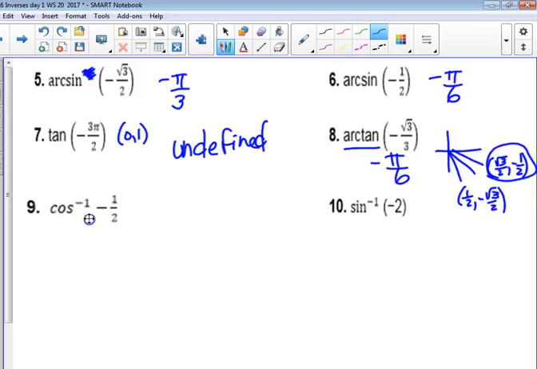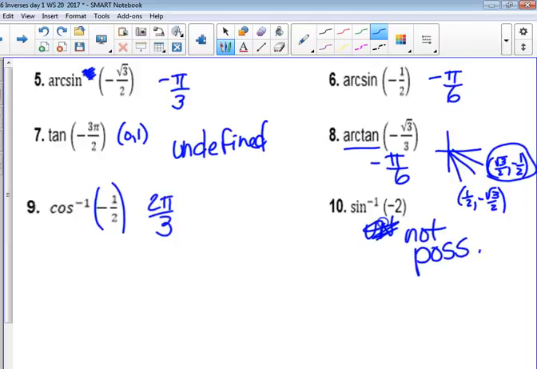All right. This needs some parentheses. Where's the cosine negative 1/2? Be careful. Cosine is in quadrant 2 negative, right? Okay. Where's the sine negative 2? Never. Undefined, not possible, either one.